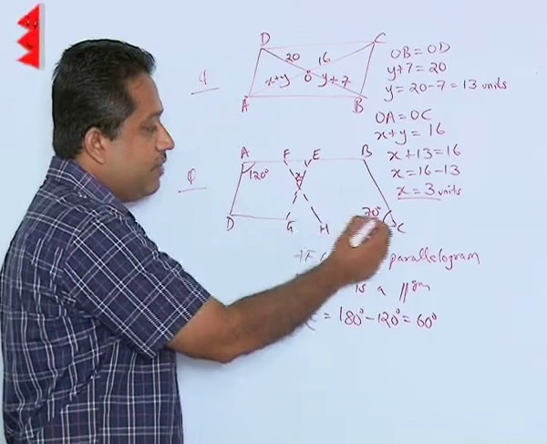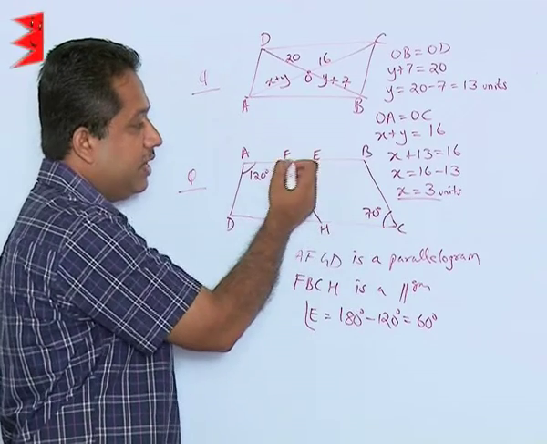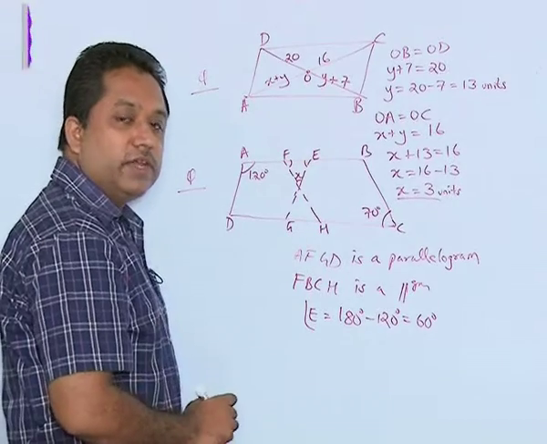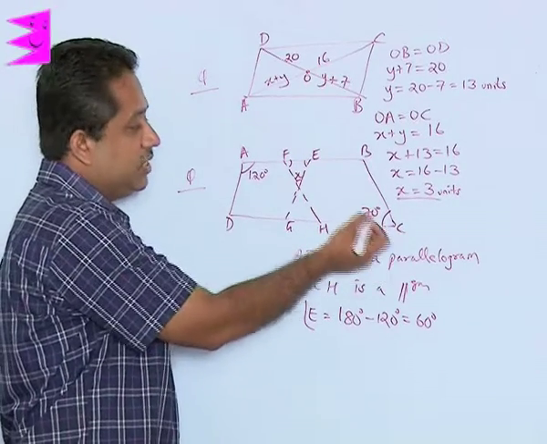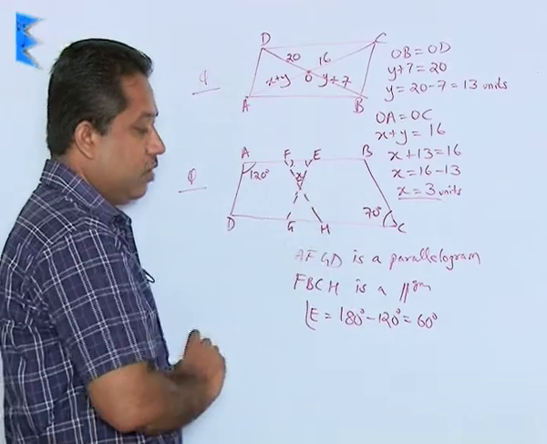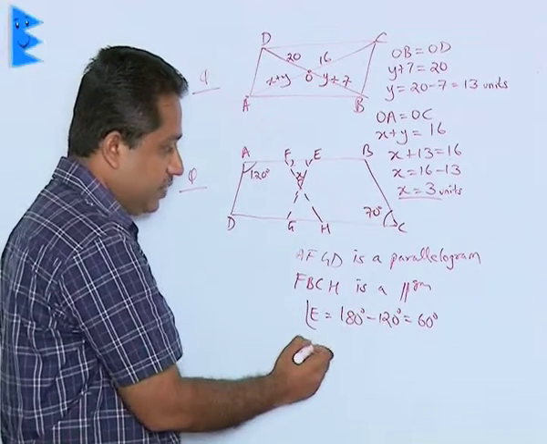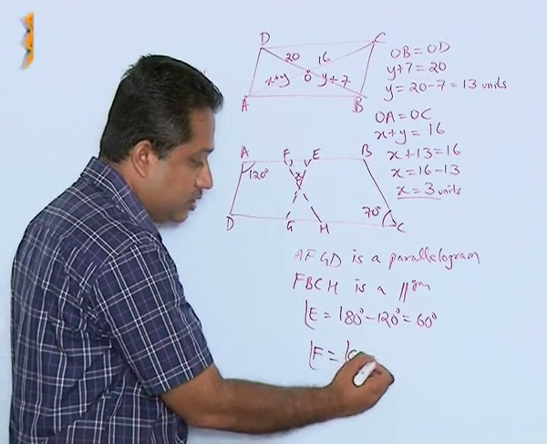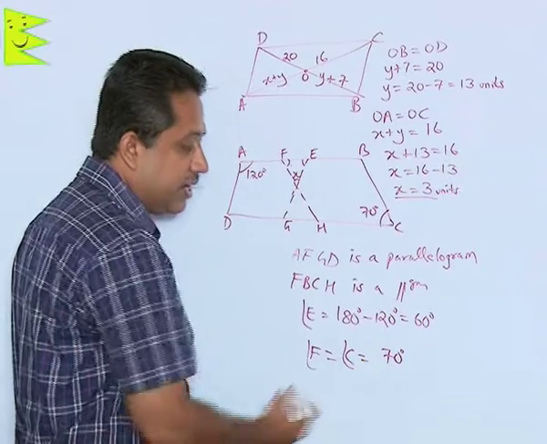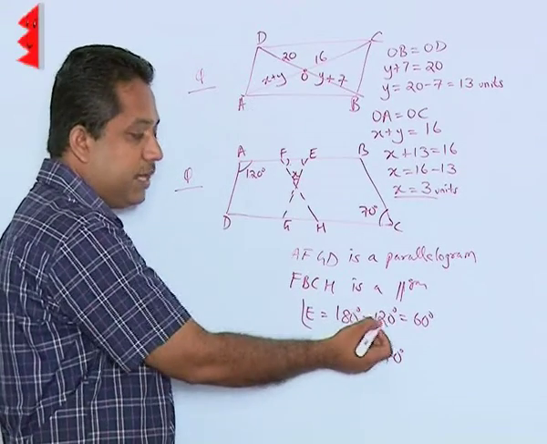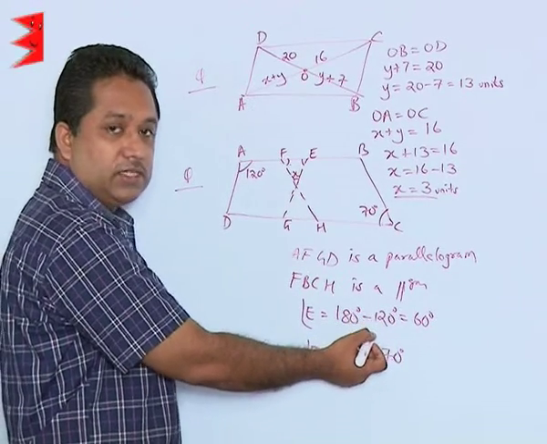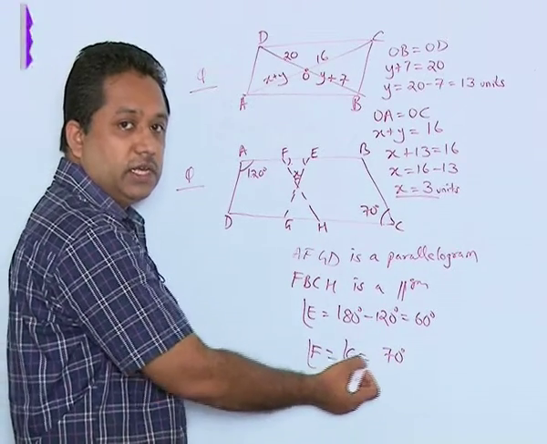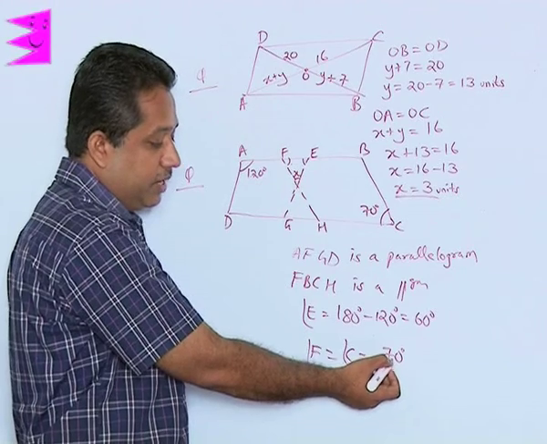In this parallelogram, now we are going to use another property, and that is angle C is 70. So, angle F will also be 70. This property is that opposite angles of a parallelogram are equal. So, if angle C is 70, we can say angle F will be equal to C, and that will be equal to 70 degrees. So, here we made use of the property that the sum of co-interior angles adds up to 180, and in this case we are using the property that opposite angles are equal.